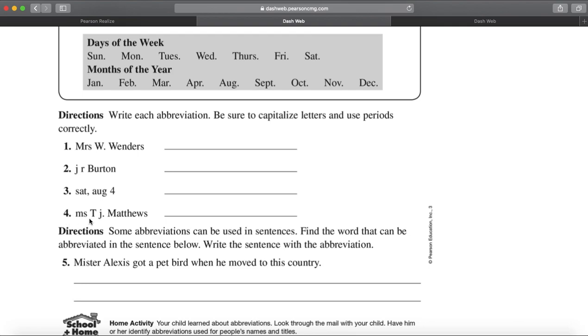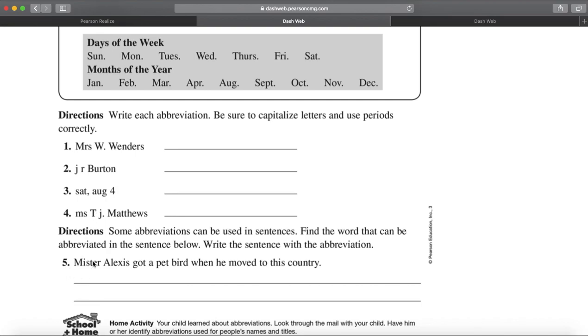Number 4, Miss T.J. Matthews. Again, a big mistake here. Miss, should I write it in a small letter? No, I should capitalize the letter M and a small s and a period, and then after the letter T, because this is the first name, I should put a period here. Okay, easy.